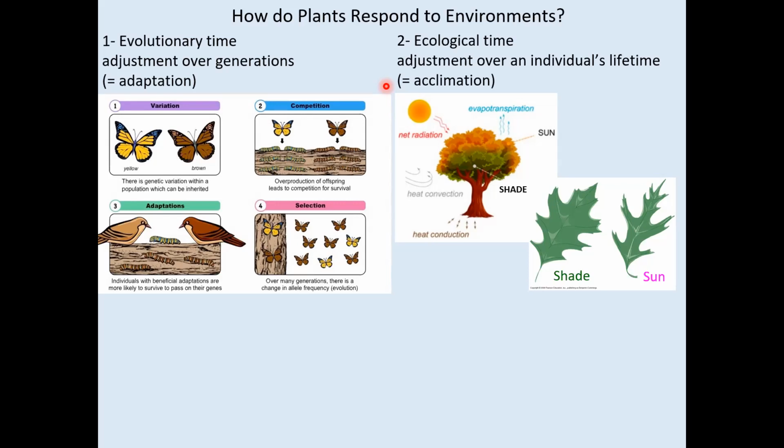First one is that plants respond to environments over evolutionary time. That means that there's an adjustment in the populations of plants to become better suited to the environment, but it happens over generations of time. It takes a while for that to happen. That's what is called an adaptation.